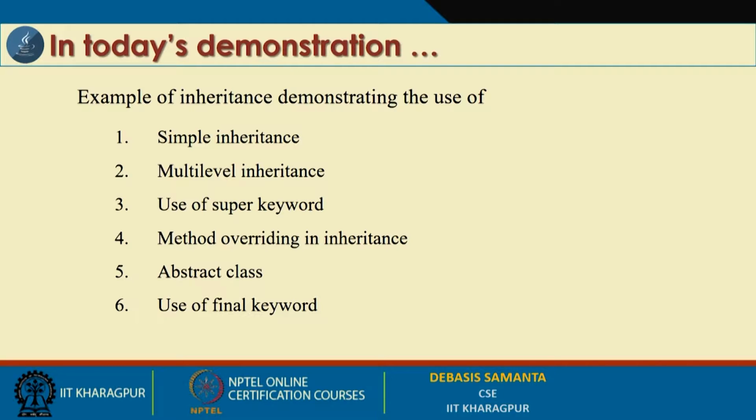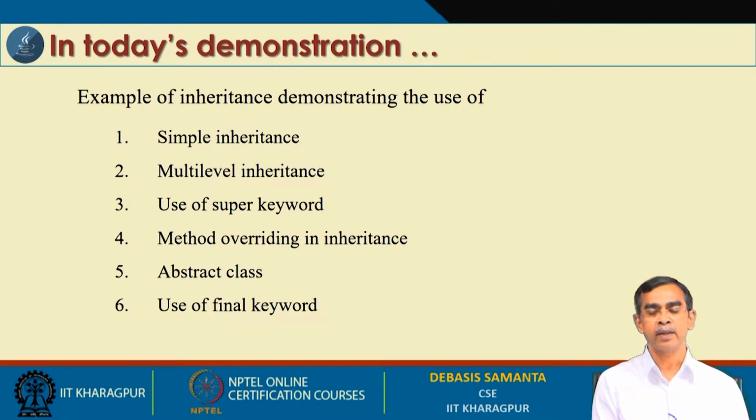we will discuss multi-level inheritance. We have discussed the super keyword, which is used to avoid namespace collision, the use of this super keyword to invoke the superclass constructor, and then using the super keyword we can reference a variable of the superclass. Overriding is an important concept in any inheritance, so method overriding will be discussed.